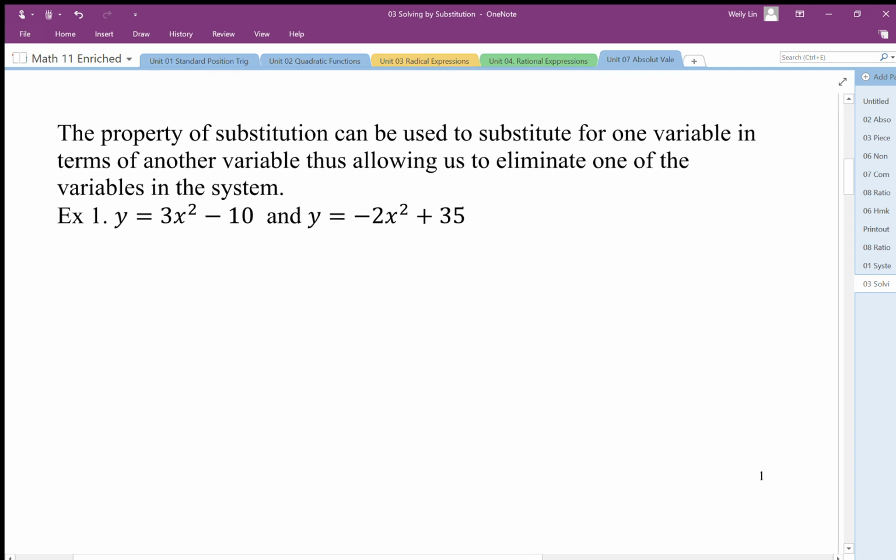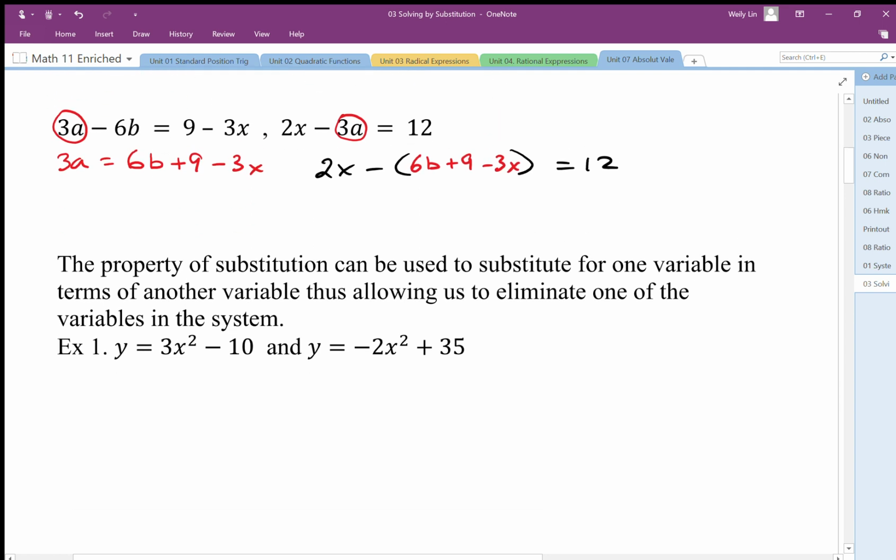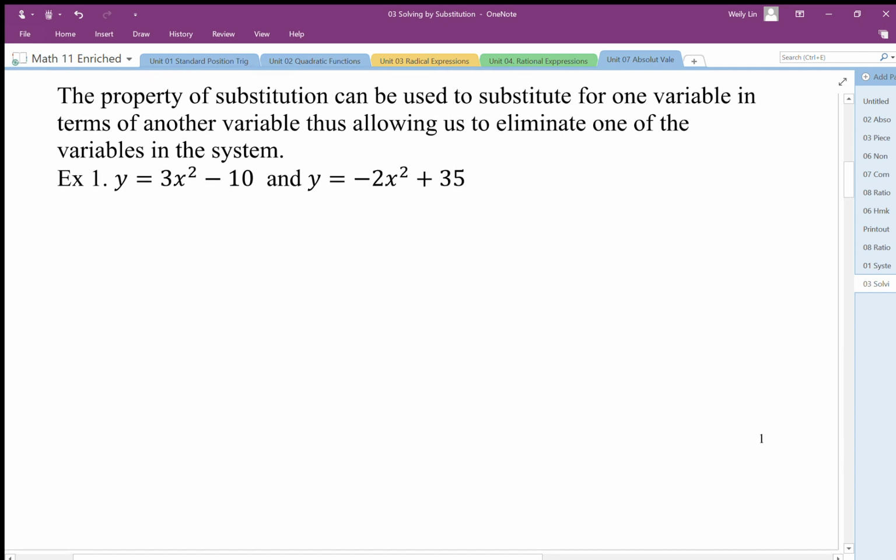So this is now the next layer. Then we want to try to eliminate one of the variables. Here we just did a like for like substitution. We're going to do a like for like substitution here to eliminate one of the variables. So what I can say is that this y is equal to 3x² - 10. I'm going to replace that y with the exact same expression. So I'm going to replace the y with the 3x² - 10. And if I keep it equal to -2x² + 35, I've done a like for like replacement. This is still balanced. That's the only rule I need to follow.